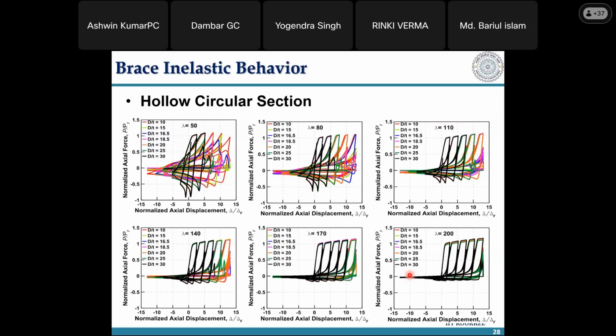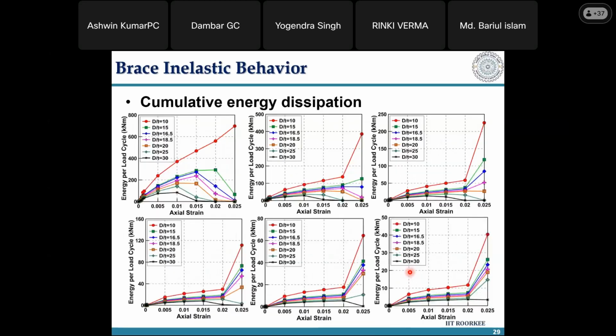That is why, as the slenderness ratio increases, there is a problem that energy dissipation in compression becomes very low. It becomes like a rope. So if I calculate the area under the hysteresis curve in the last slide, you can see that if my D by T ratio is 10, then in each cycle I'm achieving a higher energy dissipation. Whereas the black one, which is a D by T of 30, is failing very early.